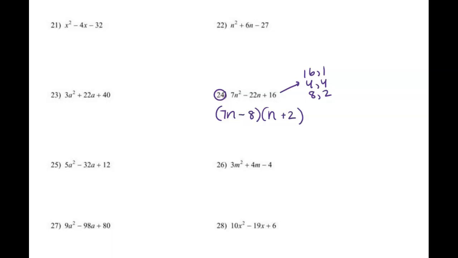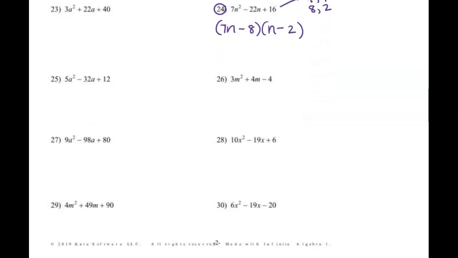7n squared plus 14n. Actually, you know what? We need two negatives, right? Because they have to multiply to be positive 16. So 7n squared minus 14n minus 8n plus 16. 14 plus 8 is 22. So that's it. So that will always work.